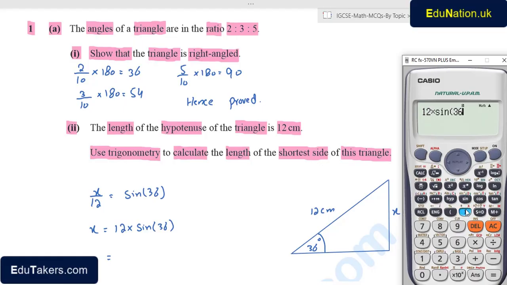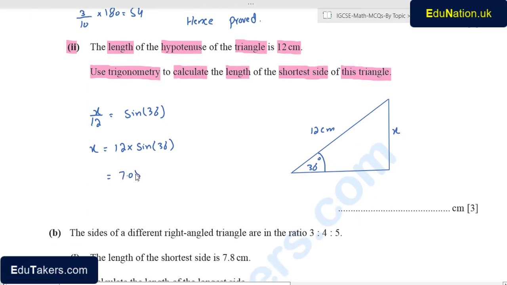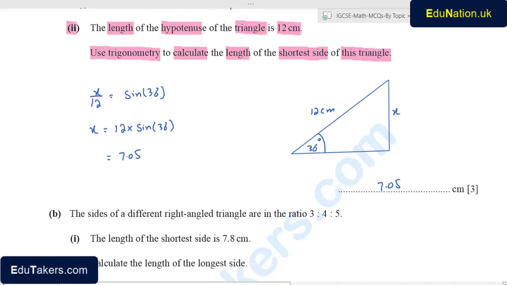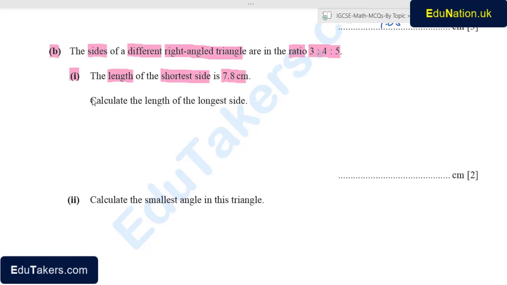12 times sine 36 is 7.05. So the shortest side of this triangle is 7.05 centimeters. Next is part B. The sides of a different right angled triangle are in the ratio 3:4:5. Part first is the length of the shortest side is 7.8 centimeters.